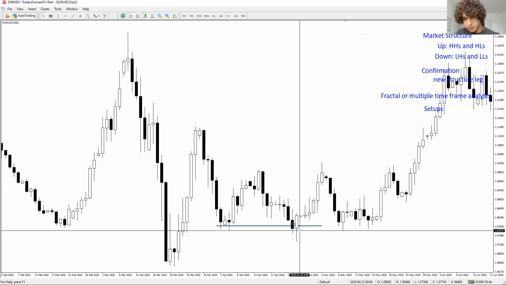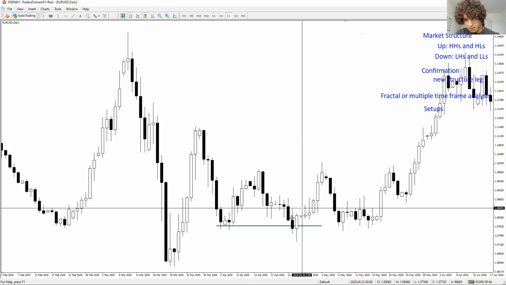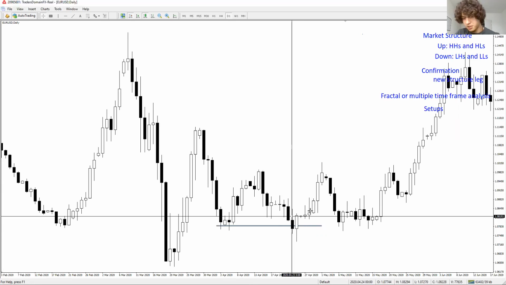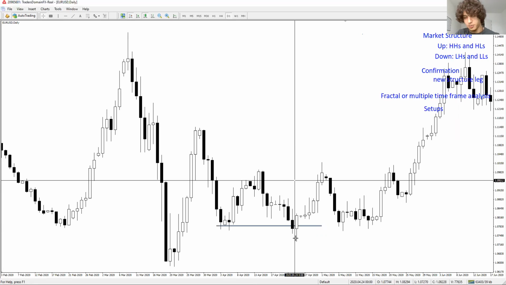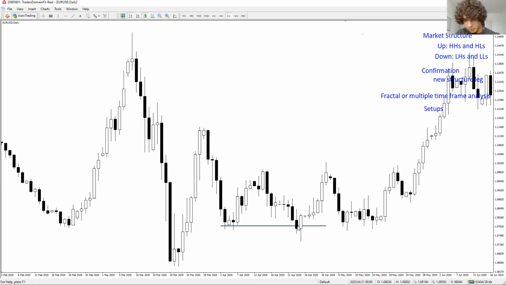It can break and continue, it could fake out, or it can just reject. So it rejected, but it wasn't a clean rejection. It actually came down and closed. So we're going to highlight this candle and see why that happened.